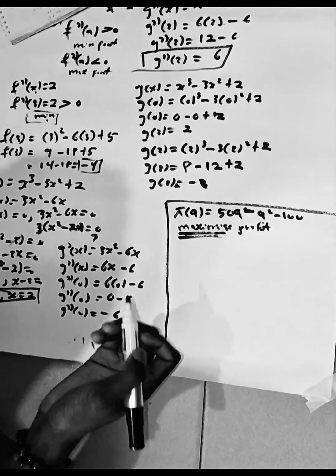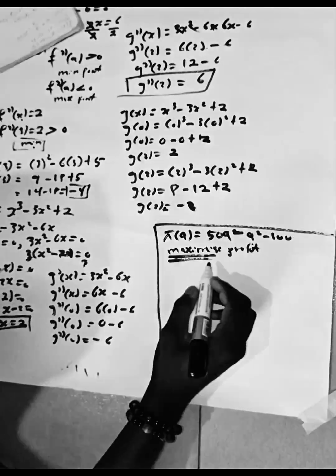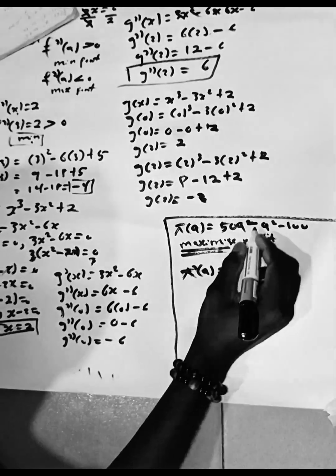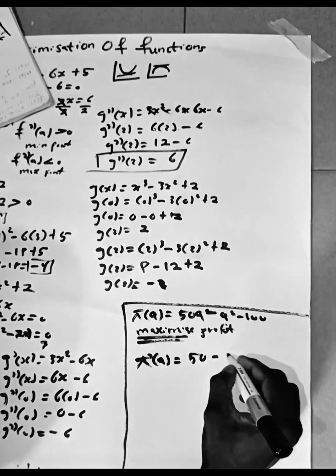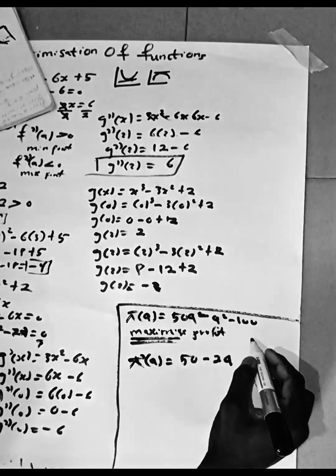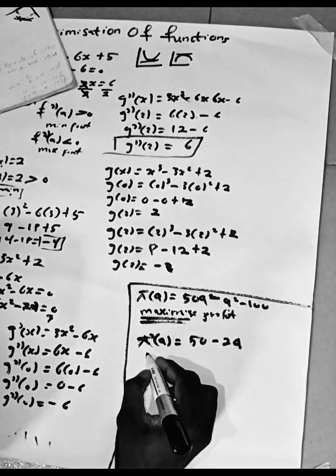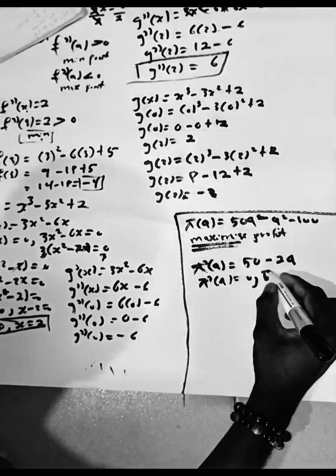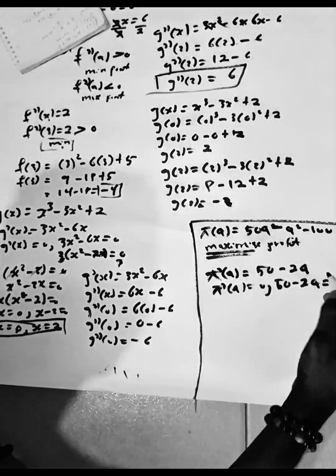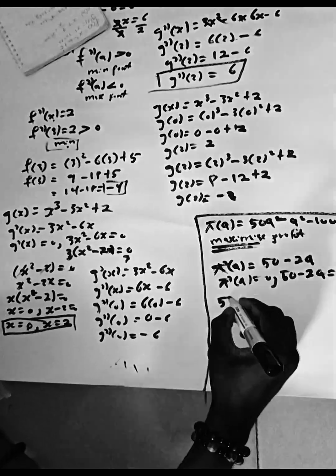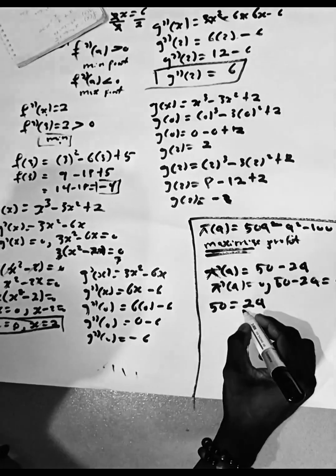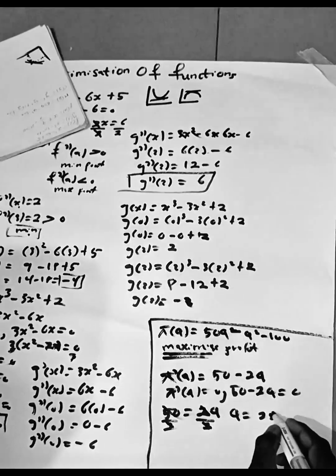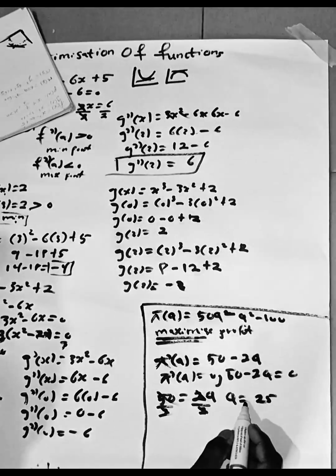So to do that, we first find our first derivative and we set it to 0. So pi prime of q is going to equal 50 minus 2q, then the derivative of minus 100 is just 0. So then we need to set this pi prime of q to equal 0. So that's just going to be 50 minus 2q is equal to 0. So we have 50 is equal to 2q. Divide both sides by 2. 2 cancels this. So q is equal to 25. So this is our critical point.